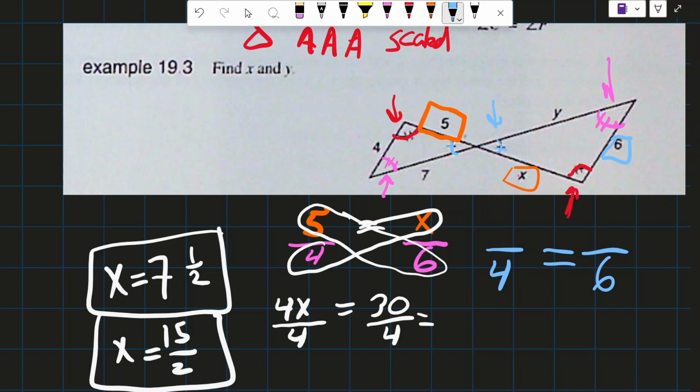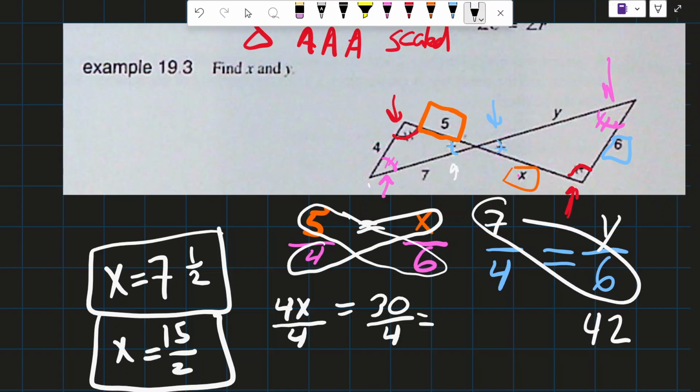And we got to find what y is. So y is right here, and y is resting between the blue and the pink angle. So the blue and pink angle over here would be the number 7, okay? So let's cross multiply again. You get what? 7 times 6 is 42, and then y times 4 is 4y.